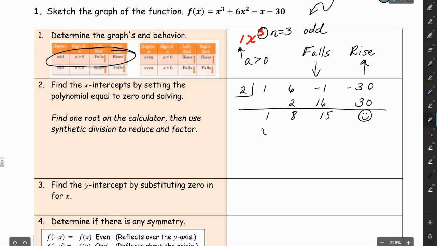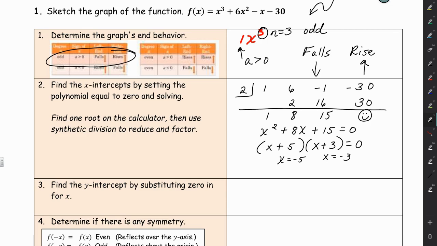So what are we left with? We're left with 1x squared plus 8x plus 15 equals 0. And now we want to factor that. And that would be x plus 5 and x plus 3. So that would give us another 0 at -5 and even another one at -3. So all of our zeros, all of our solutions, our roots, our x-intercepts would be the values of 2, -5, and -3.